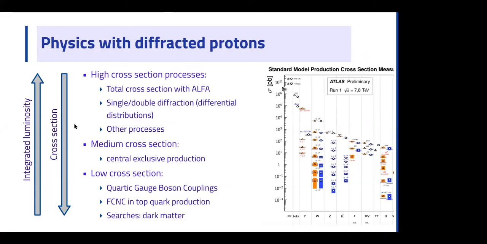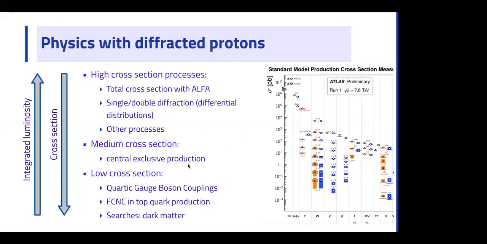So the kind of physics we can do with diffracted protons extends over a large range of cross sections, and that also means that it requires different volumes of integrated luminosity to be studied. So we have processes with huge cross section, like the total production cross section or the inelastic and elastic components of this cross section that we can study with ALFA. And we have also processes with high cross sections such as single or double diffractive events and differential distributions in this kind of events and other processes of this type.